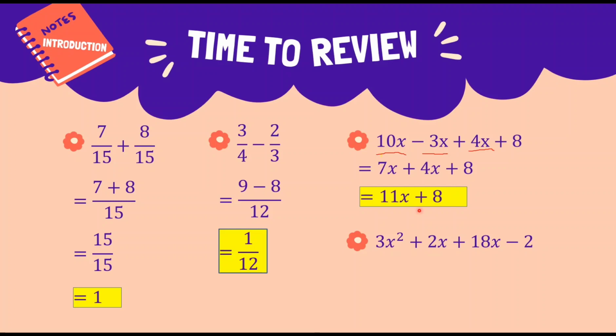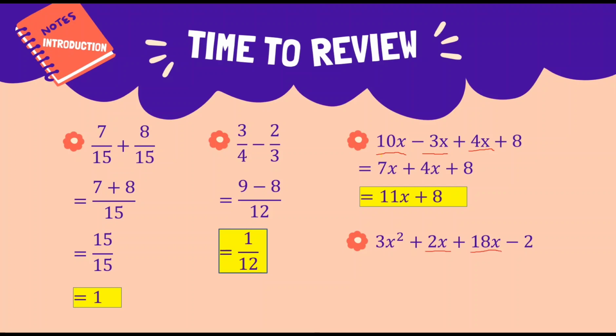Okay, next example. We have 3x squared plus 2x plus 18x minus 2. Okay, so let us solve. Let us combine like terms. Meron ba tayong like terms? Yes, meron ulit. So we have 2x and we have 18x.